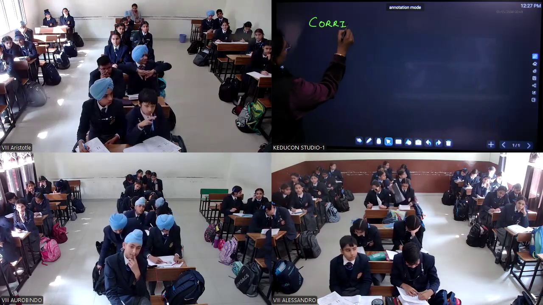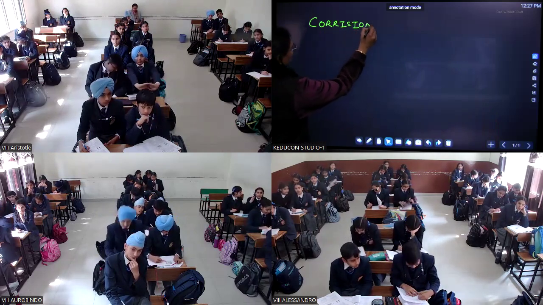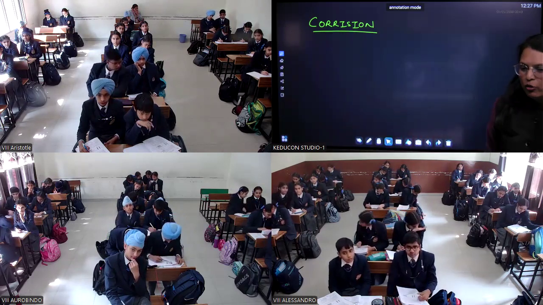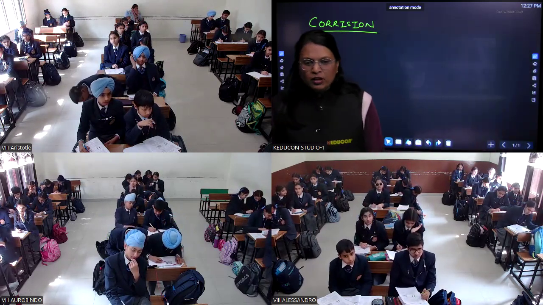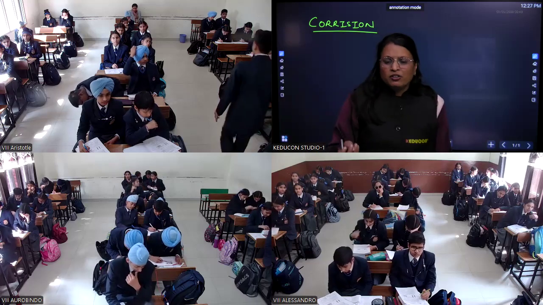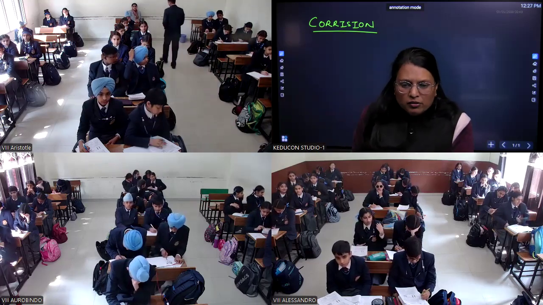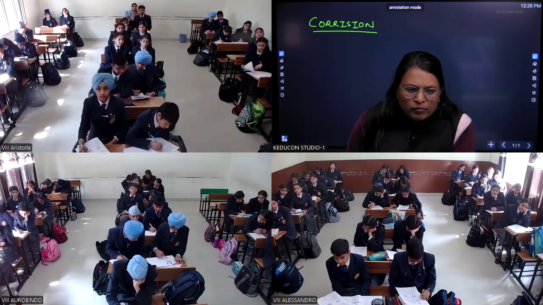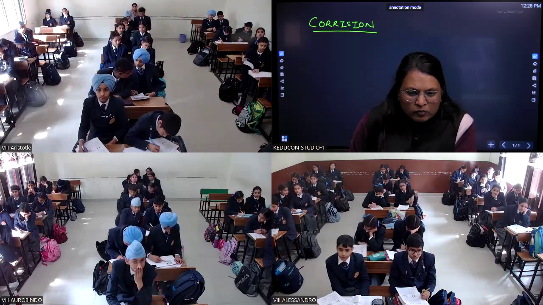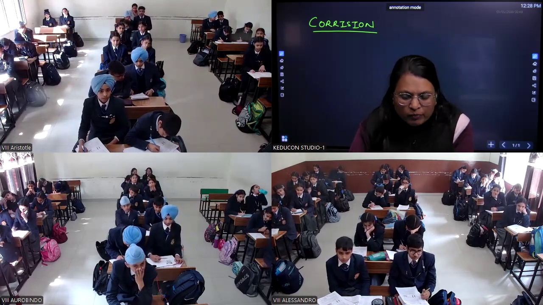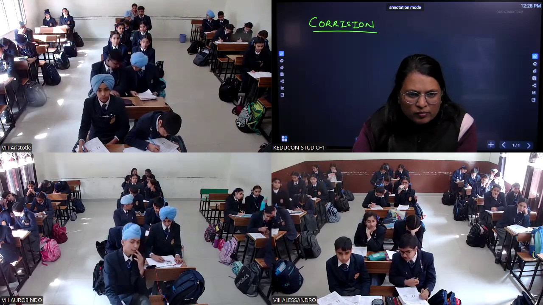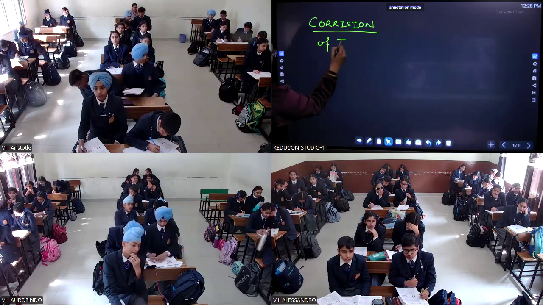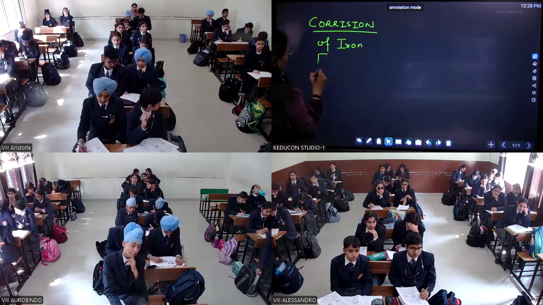Corrosion is a process in which a metal loses its quality over time due to reaction with air, oxygen and moisture. Basically, when metal surfaces become dull in appearance due to the presence of air and moisture. Iron corrodes. And corrosion of iron is known as? Rust. Yes, corrosion of iron is known as rusting.